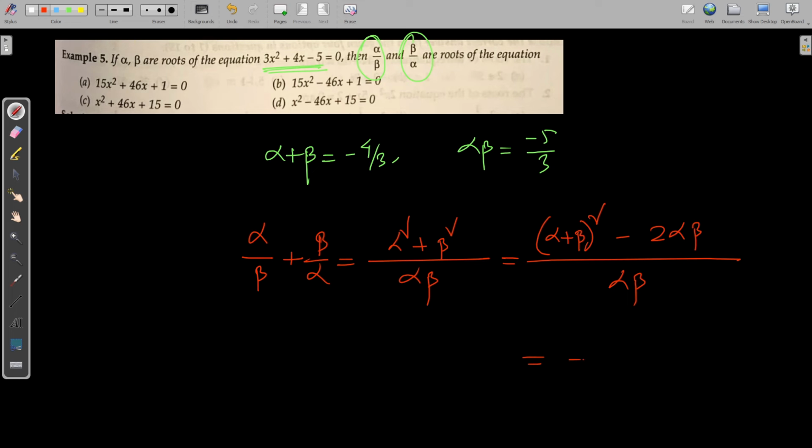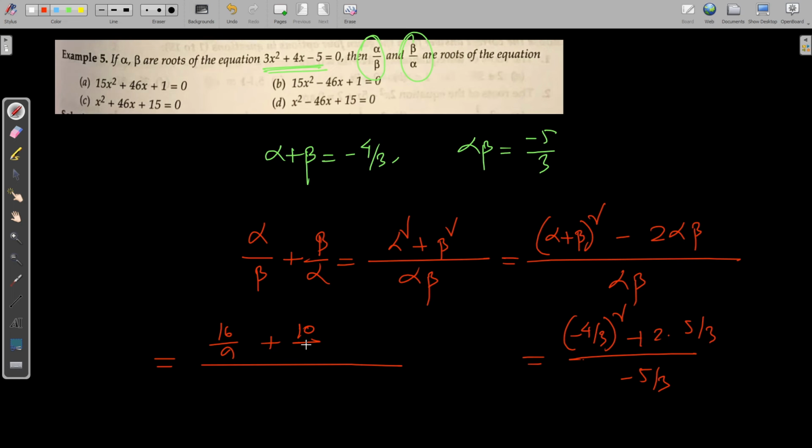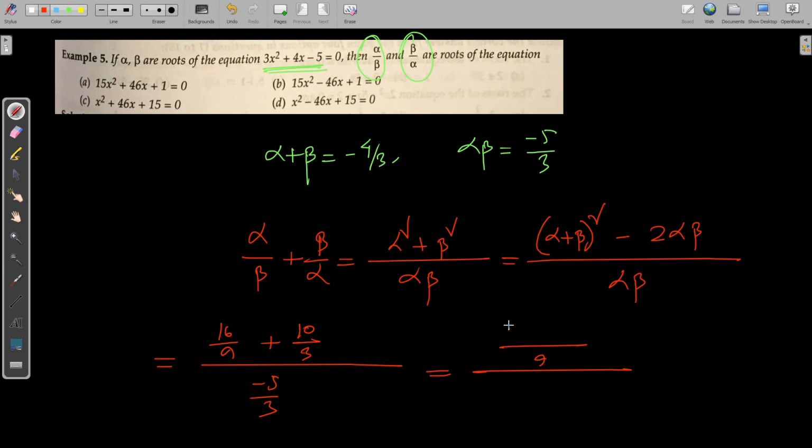Now see, we already know these values. What is alpha plus beta? It's minus 4 by 3 whole square, and minus 2 into this, so it will become plus 2 into 5 by 3. Alpha beta is again minus 5 by 3. So if we simplify it, what are we going to get? It will be 16 divided by 9 plus 10 by 3, here minus 5 by 3. Let's further simplify this. What are we going to get? Here the LCM will be 9. It will be 16 plus 30 divided by 9, over minus 5 by 3.